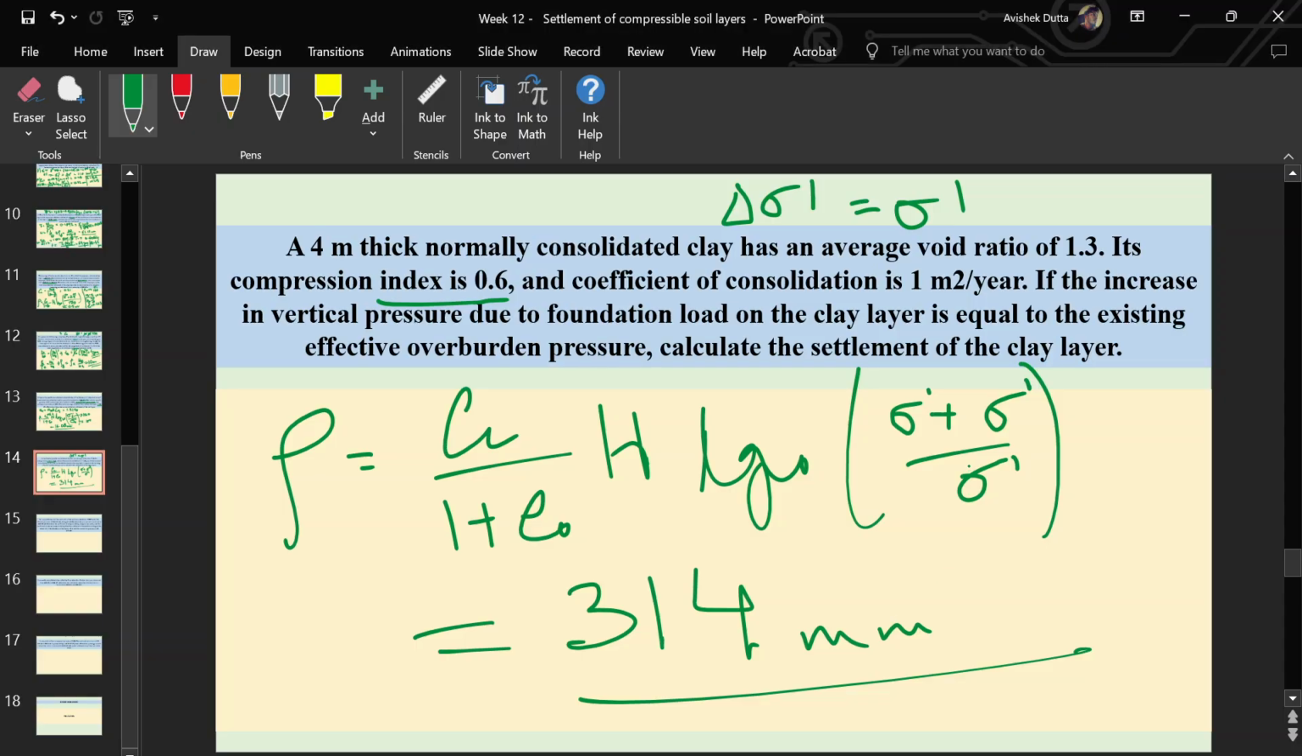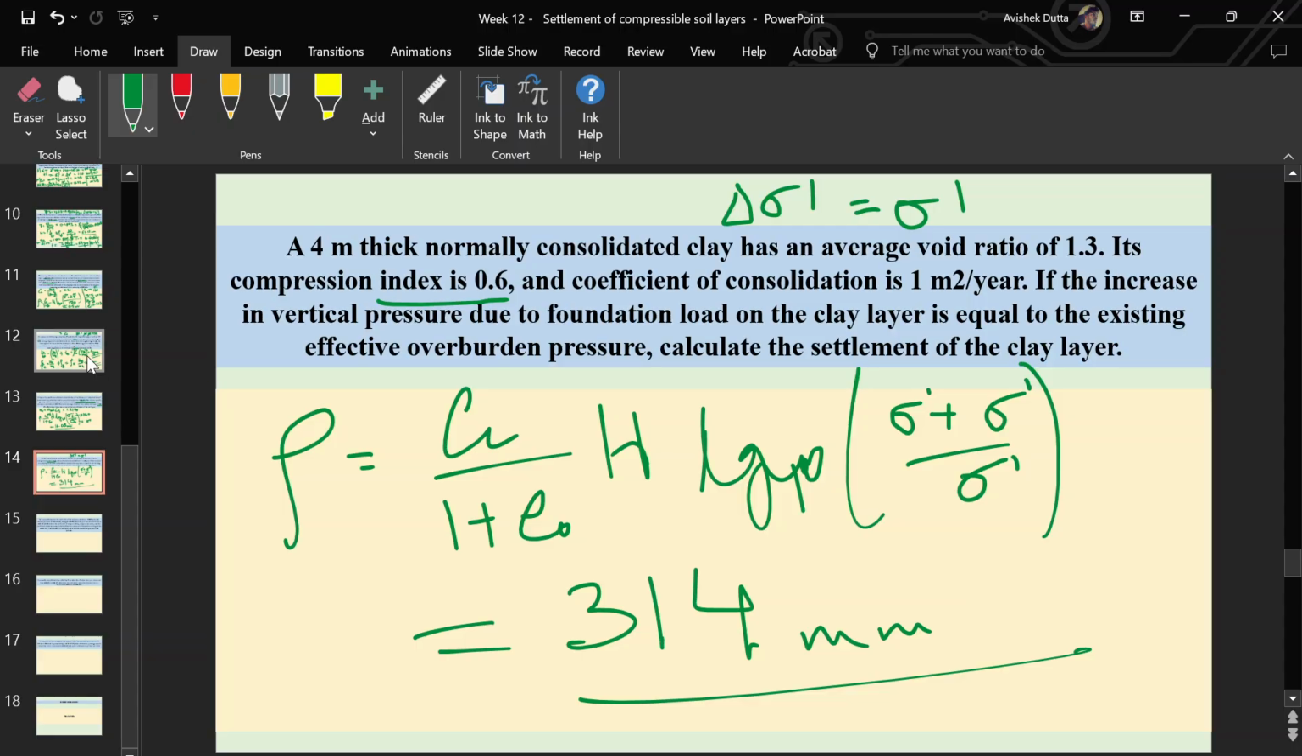Okay, so here it is a very simple question. The only thing you need to observe very carefully is that the increase in vertical pressure due to the foundation load on the clay layer is equal to the existing effective overburden pressure. Their del sigma equal to sigma. So we write sigma effective plus del sigma divided by sigma effective, so del sigma equal to sigma. It becomes Cc by 1 plus E0 H into log to the base 10 of 2 by 1. It becomes 314 millimeter.